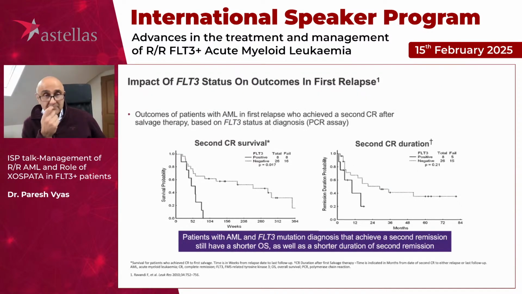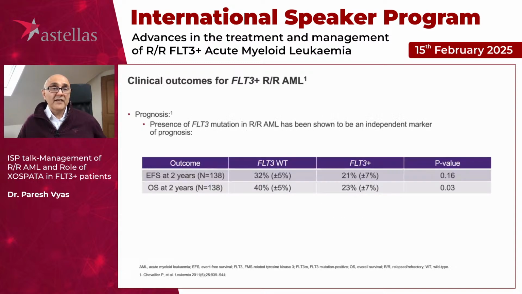And the impact of first relapse, if then detected, in terms of second CR survival, you'll see that the survival is much less in FLT3 positive patients, though the numbers here are pretty small. So if you achieve CR, how likely is salvage to work? If you were FLT3 mutant, you were successfully salvaged, your survival is far worse than FLT3 wild type. And not surprisingly, your CR duration is commensurately shorter. So here we just see the overall survival, 23% at 2 years for FLT3 mutant versus 40% for FLT3 wild type, and this is highly significant.